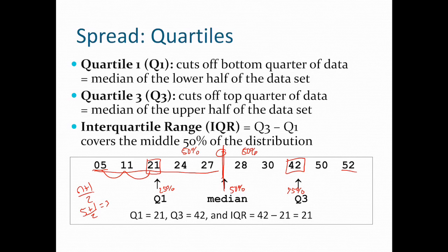And then to find the IQR, we take our Q3 minus our Q1. So it's shown here, IQR is going to be our Q3, which is 42, minus 21 equals 21. So IQR equals 21.